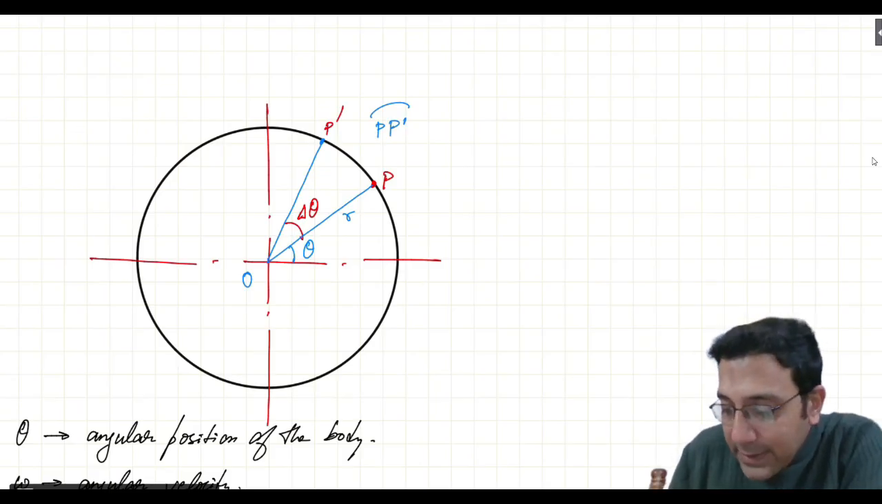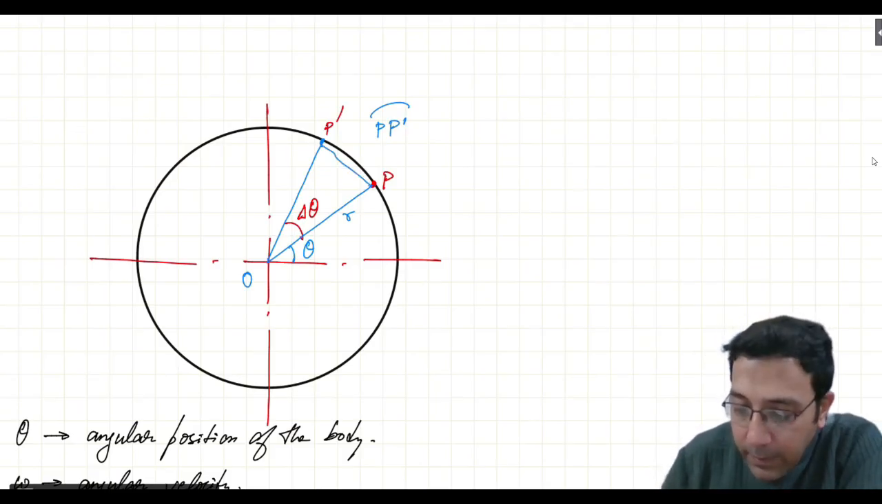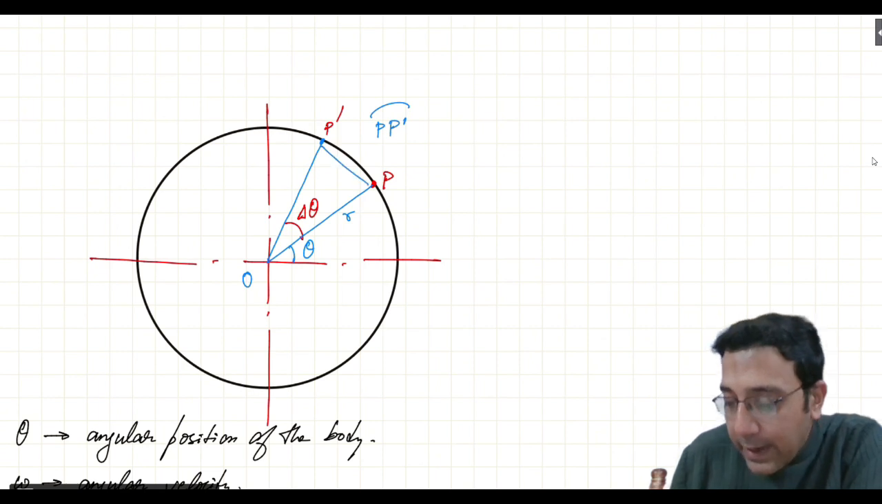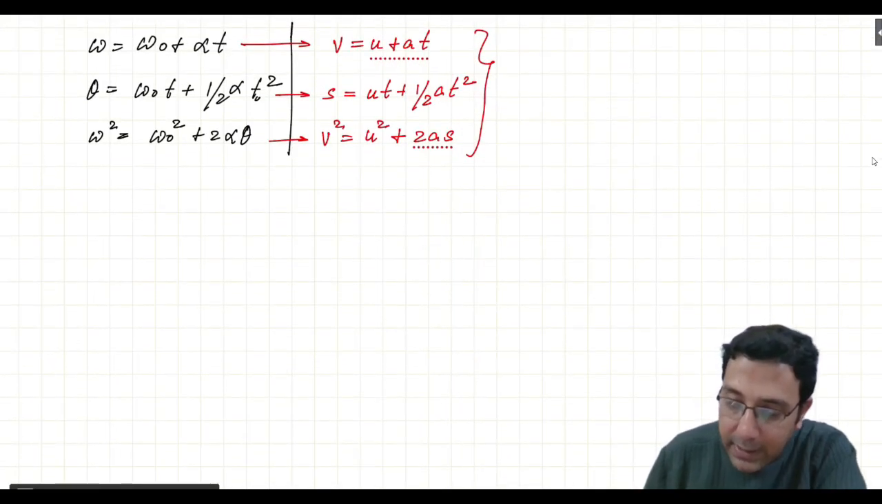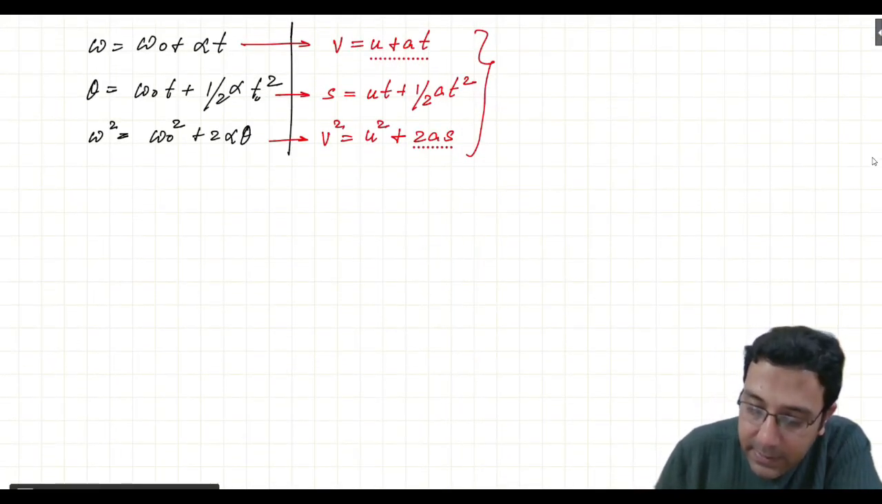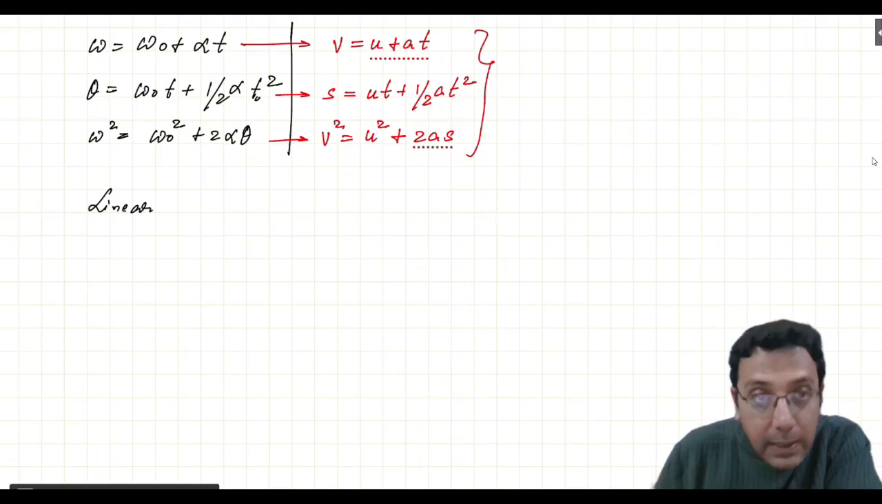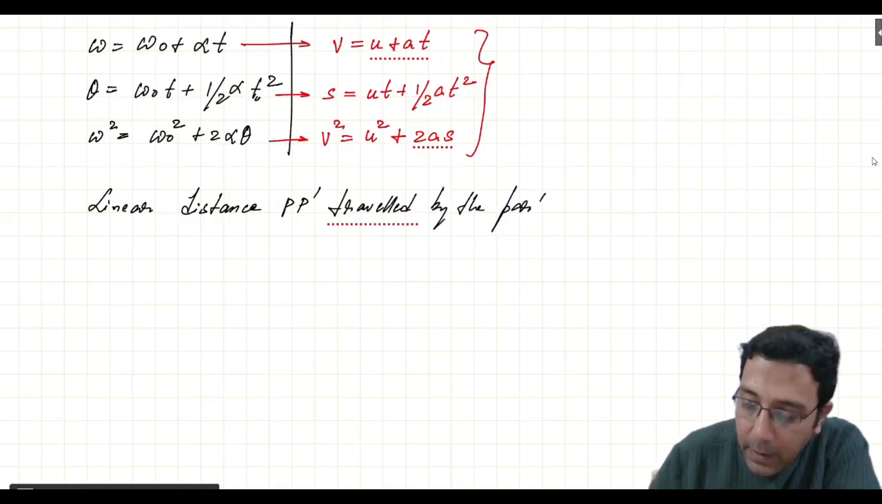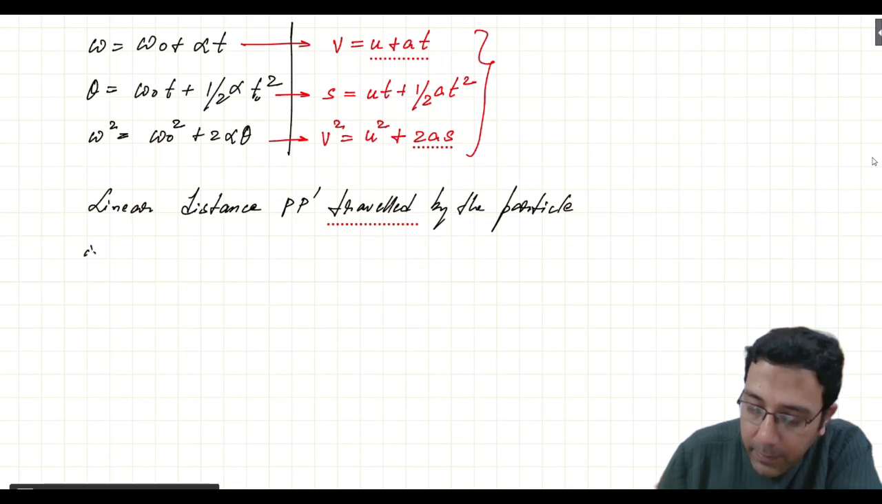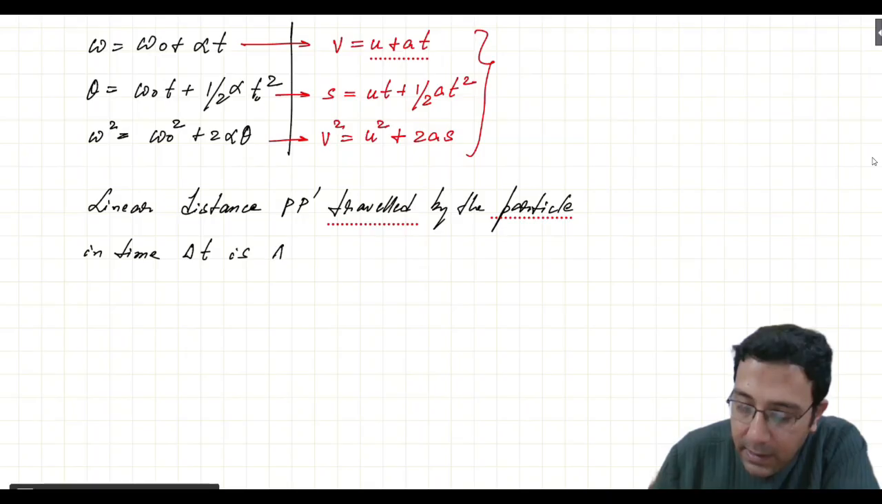Now, if I consider this straight line, if I join this with a straight line like this, what will be the straight line path? That is the shortest distance. How do I write that? Linear distance, that is PP dash, traveled by the particle in time delta t is delta s.